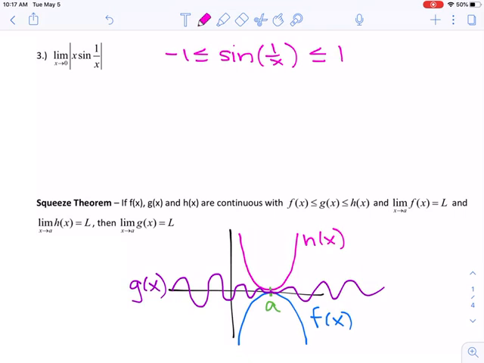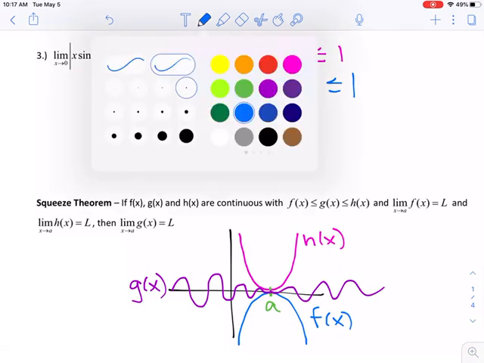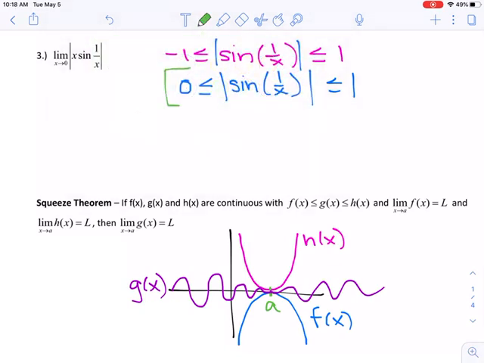Now, what happens if I take the absolute value of my sine? Well, if I take the absolute value of my sine, now the absolute value has to be greater than or equal to 0, so that's going to change this: 0 is less than or equal to the absolute value of the sine of 1 over x, which is less than or equal to 1. I can multiply all parts by the same thing. I can multiply everything by 5, or 1 over x, or in this case, the absolute value of x. So let's go ahead and multiply everything here by the absolute value of x.